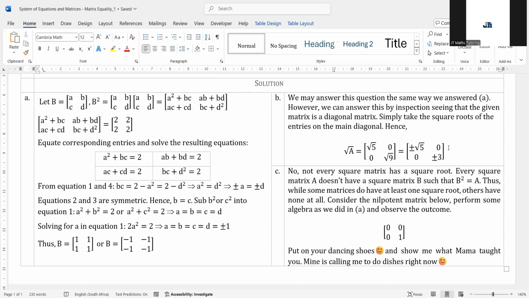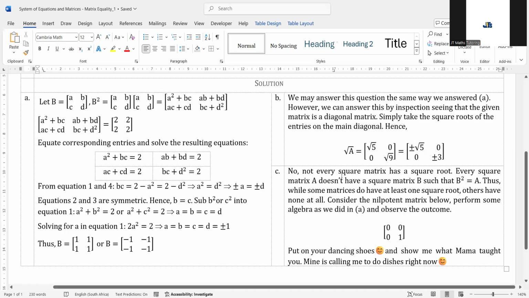Then the last question was they wanted us to reason whether every 2 by 2 square matrix has at least one square root, and to explain our reasoning. If we say yes, we should be able to back that up with a valid reason. If we say no, we should also be able to back it up with a valid reason. So here we are, because remember the definition of a square root.